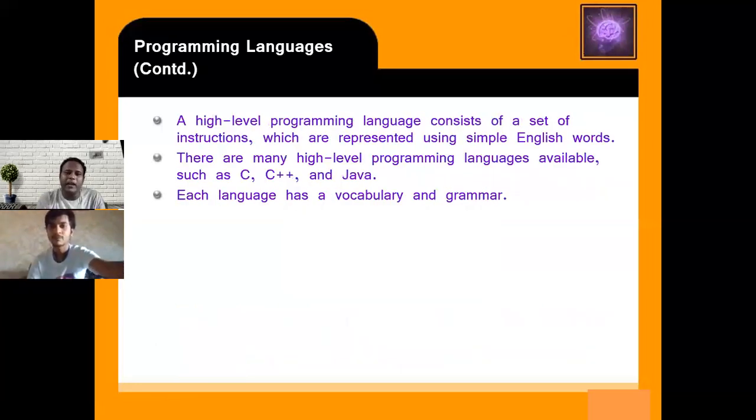A high level programming language consists of a set of instructions represented using simple English words. There are many high level programming languages available, such as C, C++, and Java. These are the different high level programming languages we use. Each language has a vocabulary and grammar, and that vocabulary and grammar is called the syntax of the program.